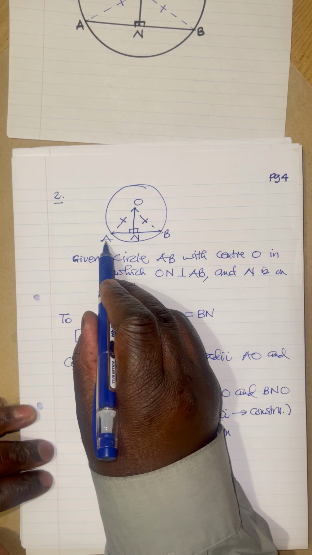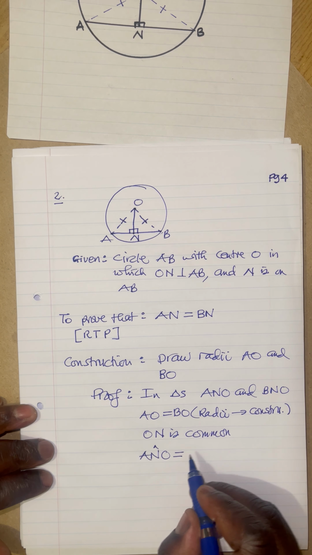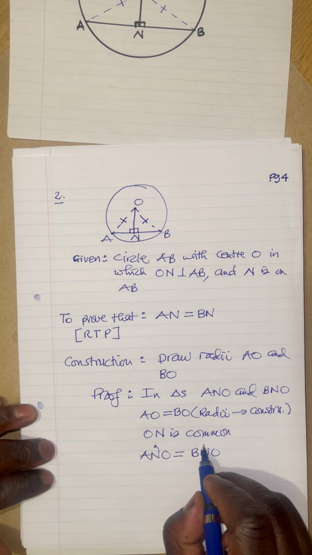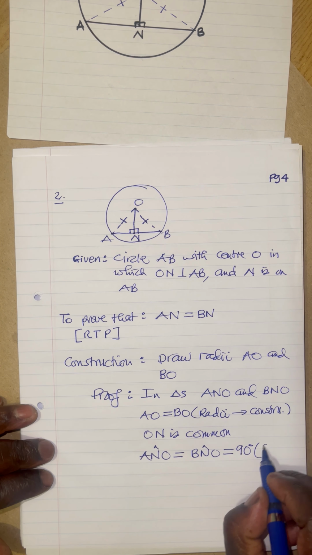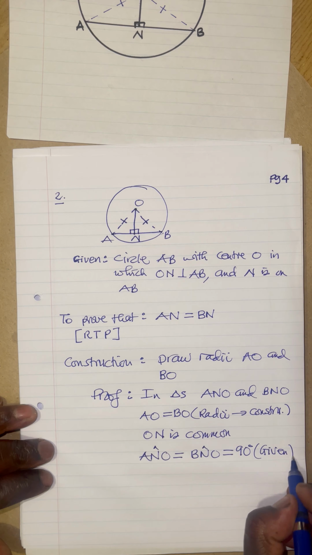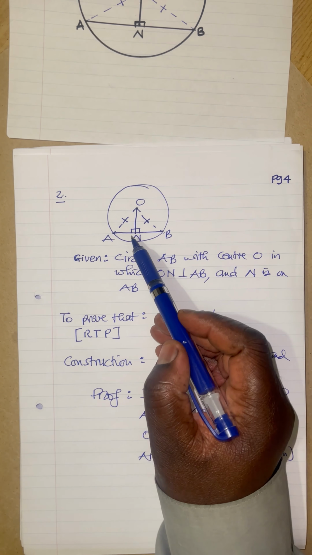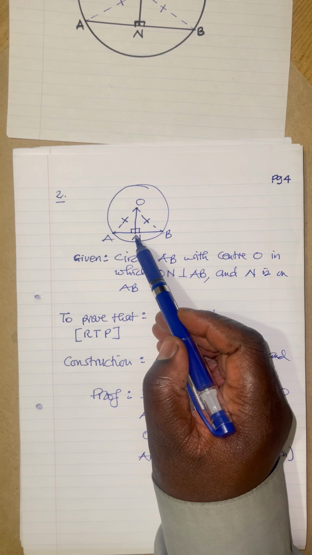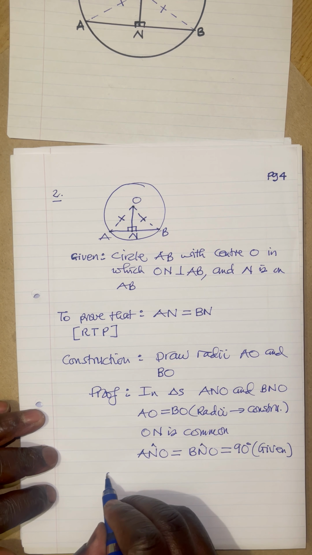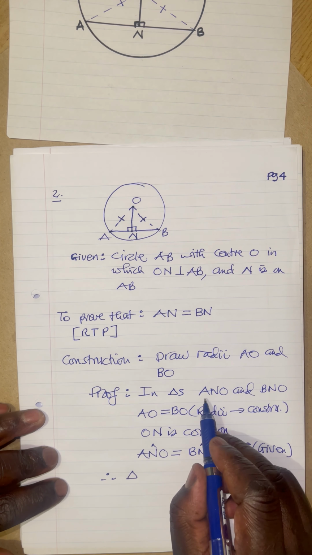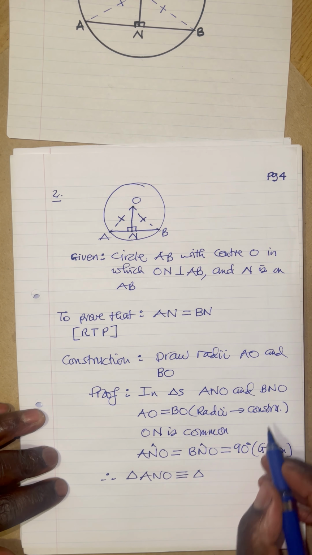What else do we know? We also know that angle ANO is equal to angle BNO. Why are these angles equal? We're told this equals 90, because we're given that information. It's given up here: ON is perpendicular to AB. Now, some people like to number this one as 1 and 2, and then they say N1 equals N2. It's the same thing. Right. So, conclusion, therefore, triangle ANO is congruent to triangle BNO.